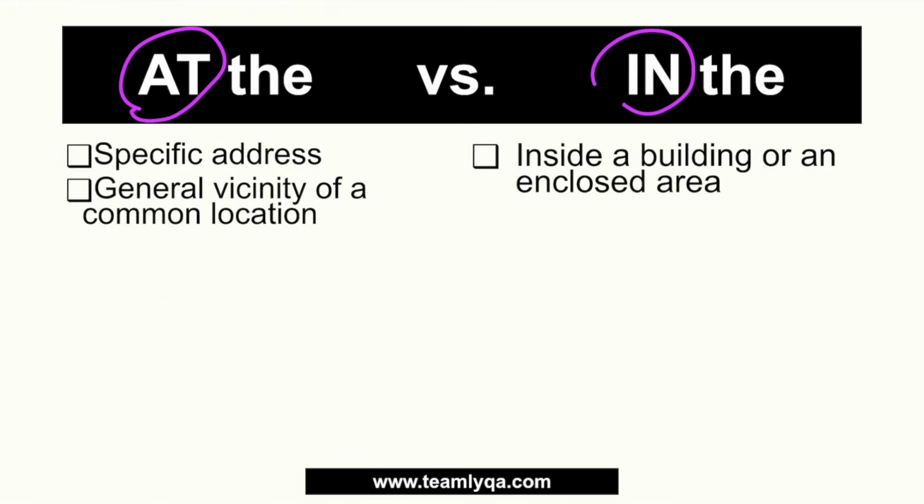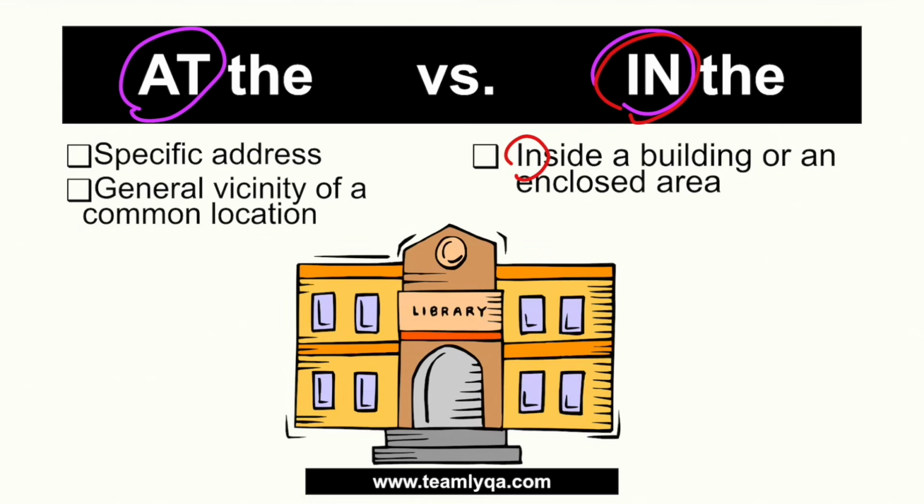Ang in, it has to be inside a building or an enclosed area. So, again, in. Pag merong pader, merong pinto, that's how I usually talk to my students. May pader, may pinto, may bubong, you use in. So, ibig sabihin, kung nasa isang lugar lang siya, you can use at. Pero kung nasa loob siya ng specific na building or na lugar sa lugar na yon, it has to be in. Let's take this as an example. We're talking about a library. So, kahit listening rule lang, it can work.